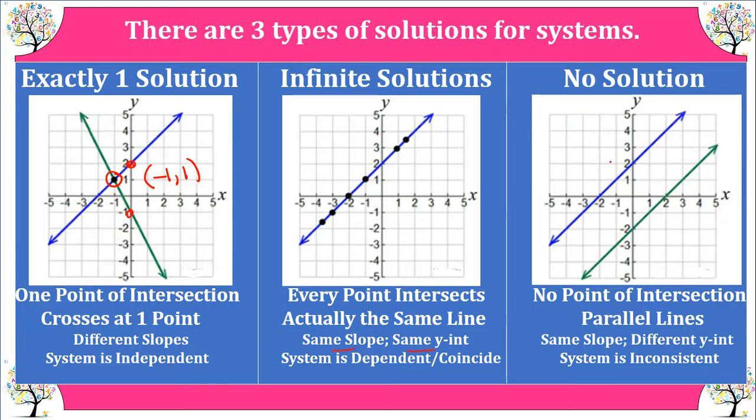Next, we have no solutions. Notice these two lines. They are running parallel. They will never intersect. That's why there is no solution to this system. When you have a system that has no solutions and you have parallel lines, what makes it parallel is they start at different y-intercepts and they have the same rate of change, up 1 over 1. The same for our green line, up 1 and over 1. They will never intersect. So there is no ordered pair that they have in common. Therefore, there is no solution.